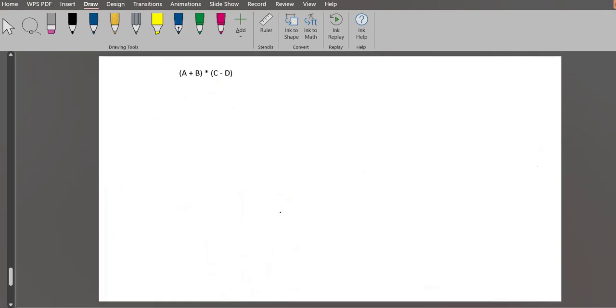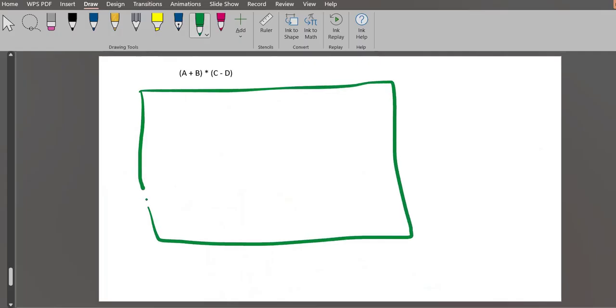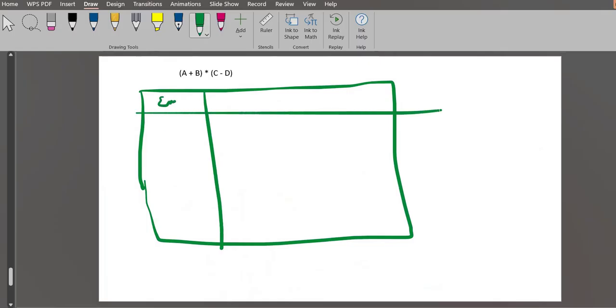So another is also the same. Now let's check out how we can solve it. As I told you, first write two things here. What we have to do: first we have to write the expression, then we have to write the stack S, and then we have to write the output P.